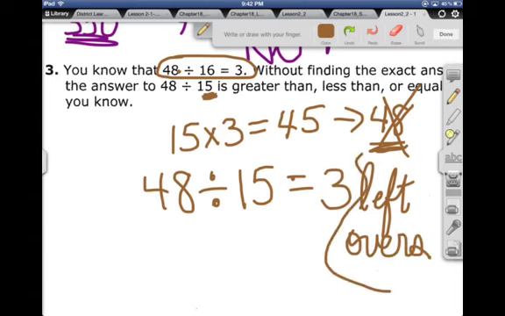Because you've got leftovers, you have more than 3. You have greater than 3. So the answer is actually bigger. So that kind of makes sense, right? Sure, 15 can go into 48 3 times, but then there's more left over. Okay, so you have a larger answer. And in as far as division goes, we'd say it has a larger quotient. Interesting to think about, isn't it?